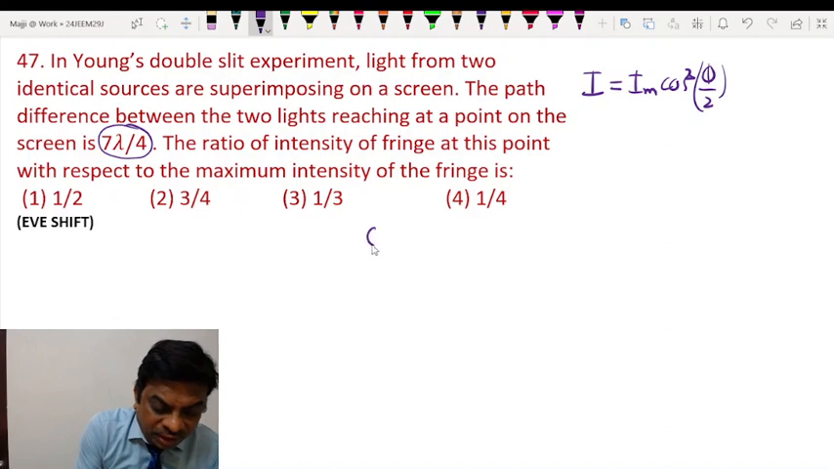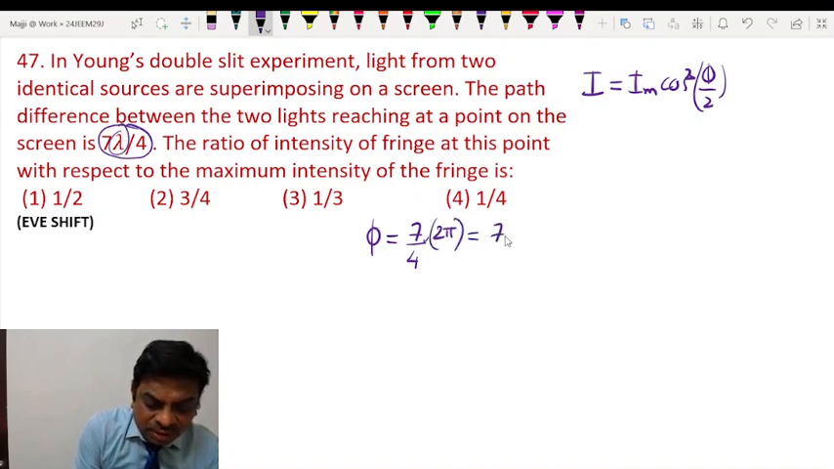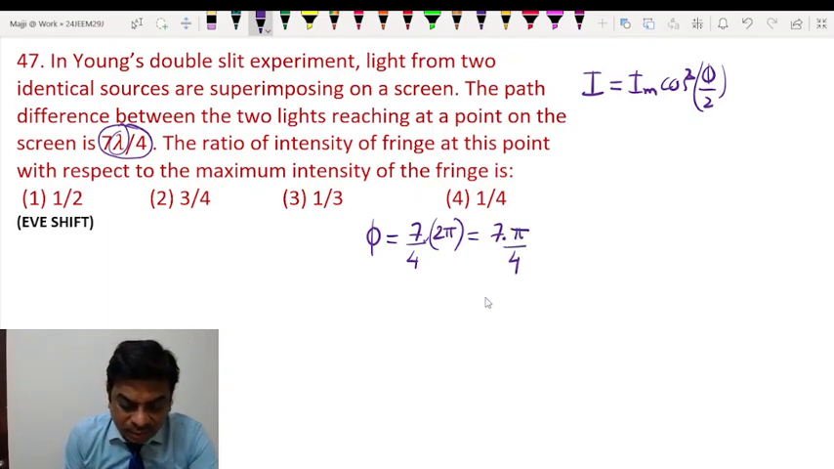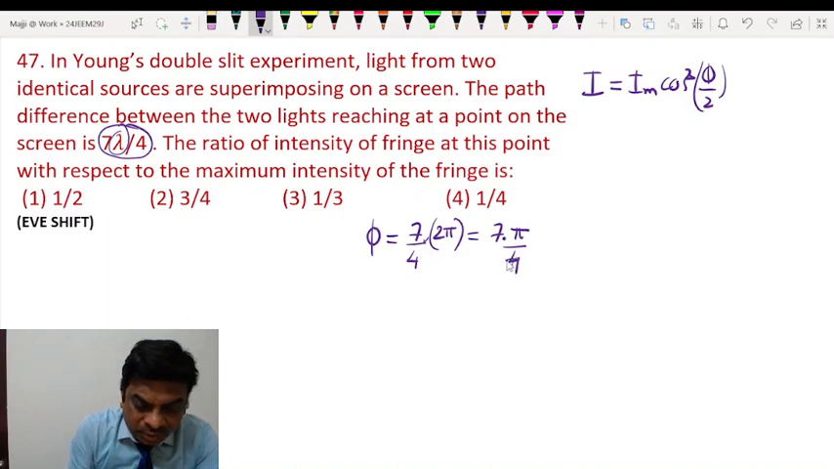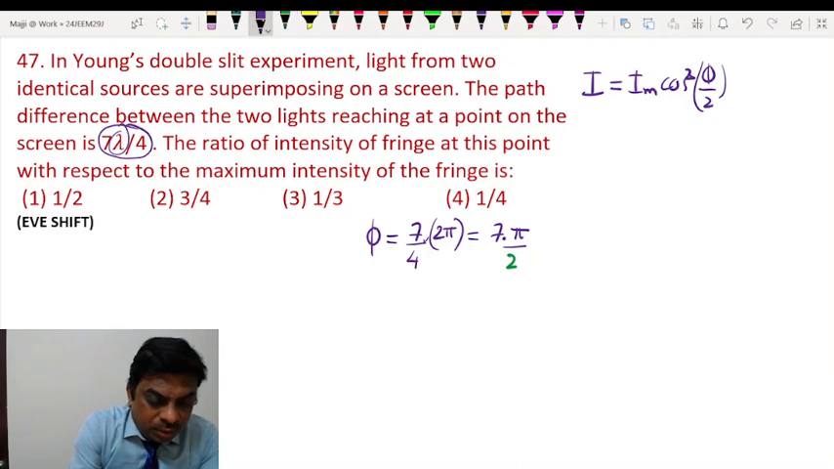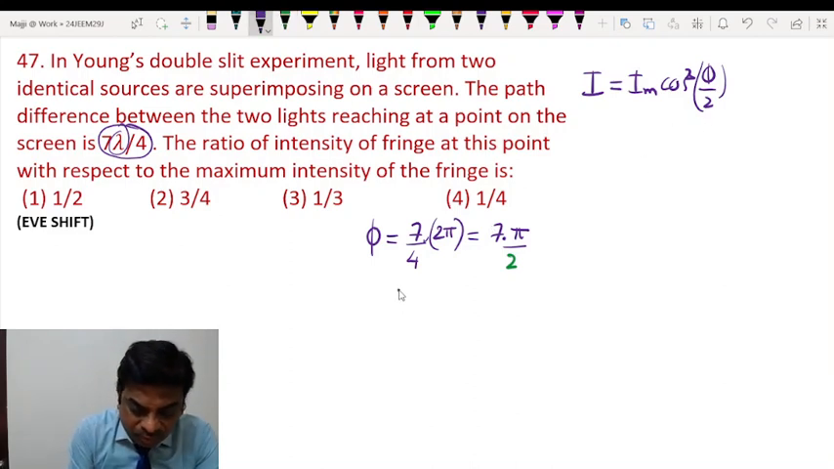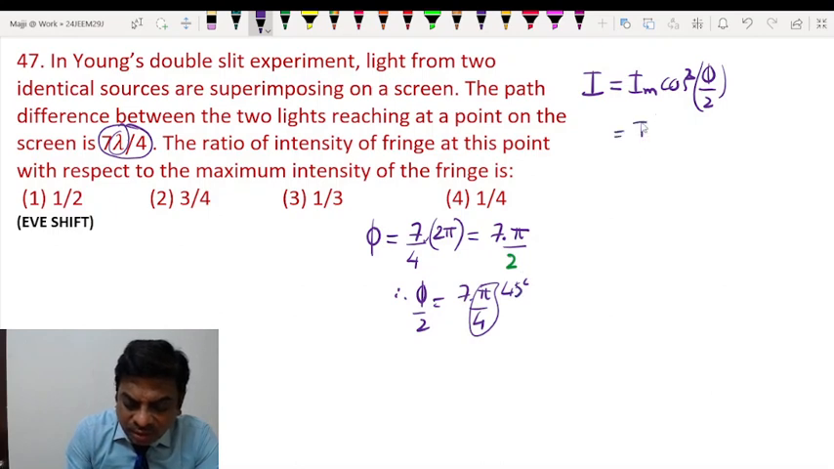So we can equivalently convert this into phase difference, because a path difference of lambda is equivalent to a phase difference of 2 pi radian. So this will be 7 into pi by 4, pi by 2, sorry, students. Okay. So when you substitute here, phi by 2 will be 7 pi by 4. Pi by 4 is 45 degree. So odd multiple of 45 degree.